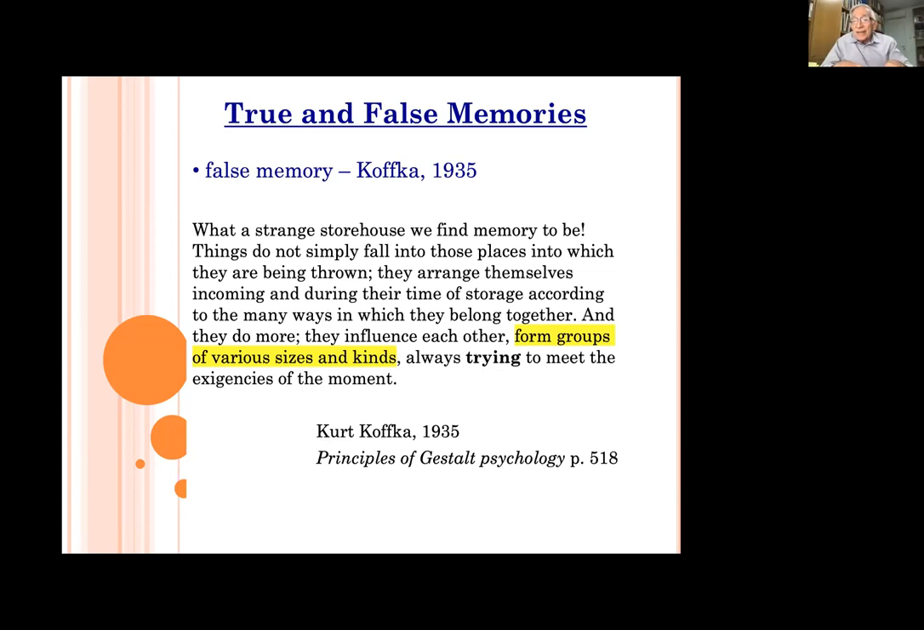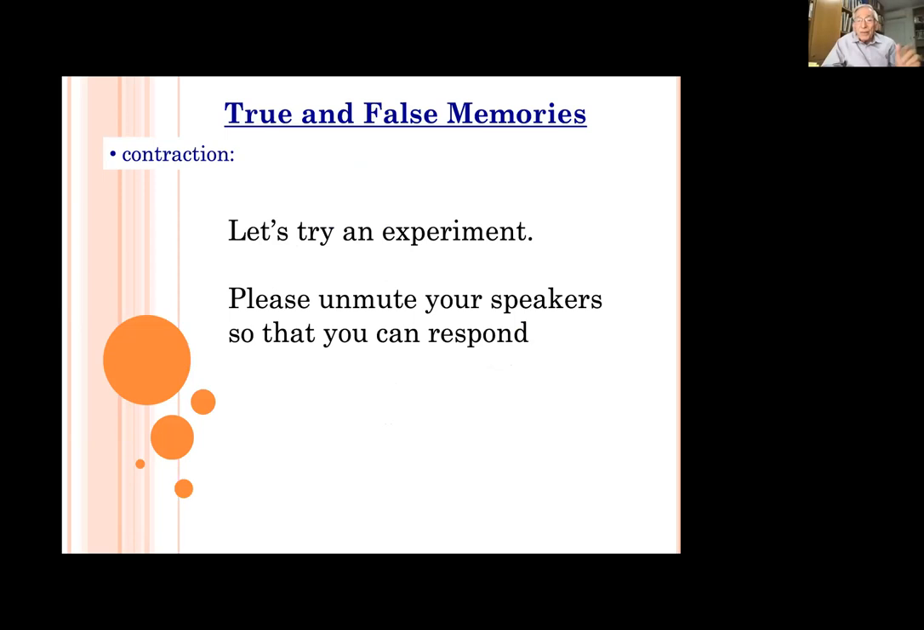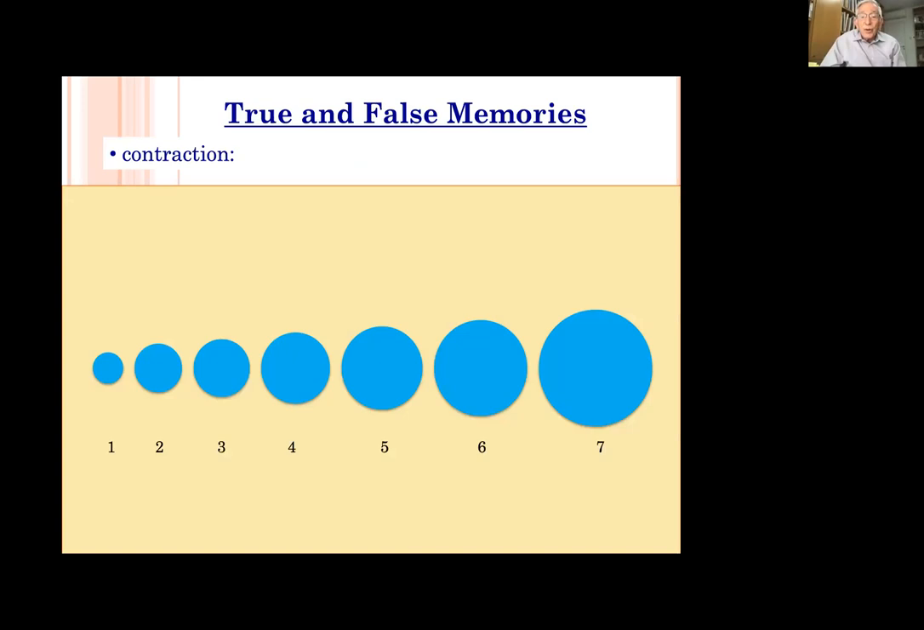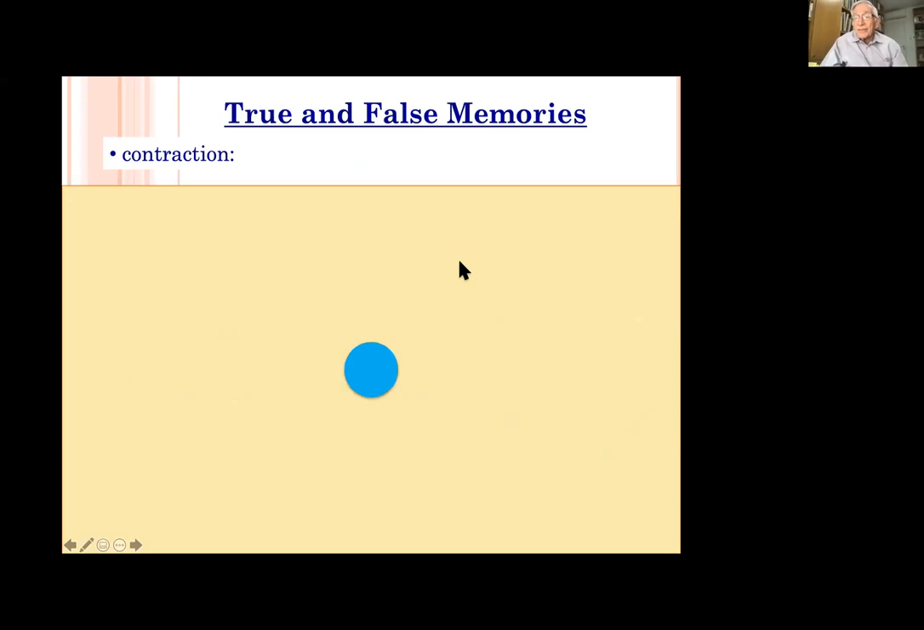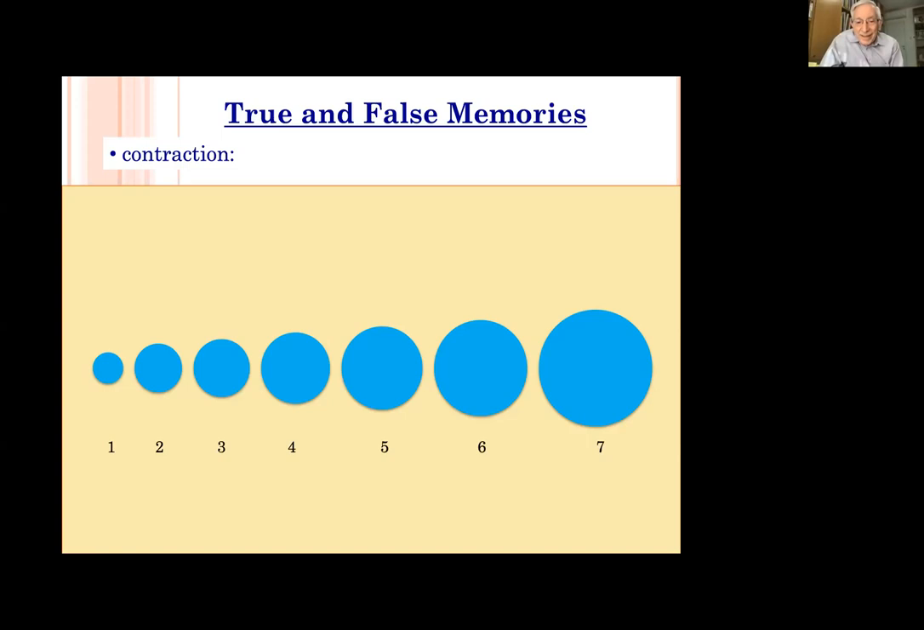Let's try an experiment. If you unmute your speakers, you can respond. Here's the experiment. So here are a group of circles. You can see them. And they're sized from number 1 to number 7. Got it? Okay, so now the question is, what size is this? Three, four. Okay, well, now let's try it again. Between 1 and 7, what size is this? Five, maybe. So this was between 5 and 6. And this was between 2 and 3. Saying that this was 3 or 4 or 2.